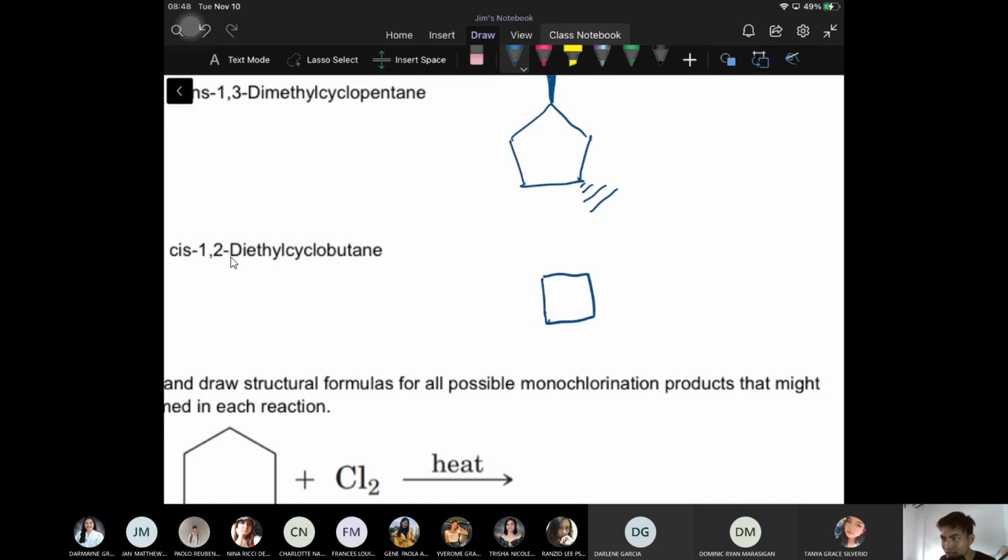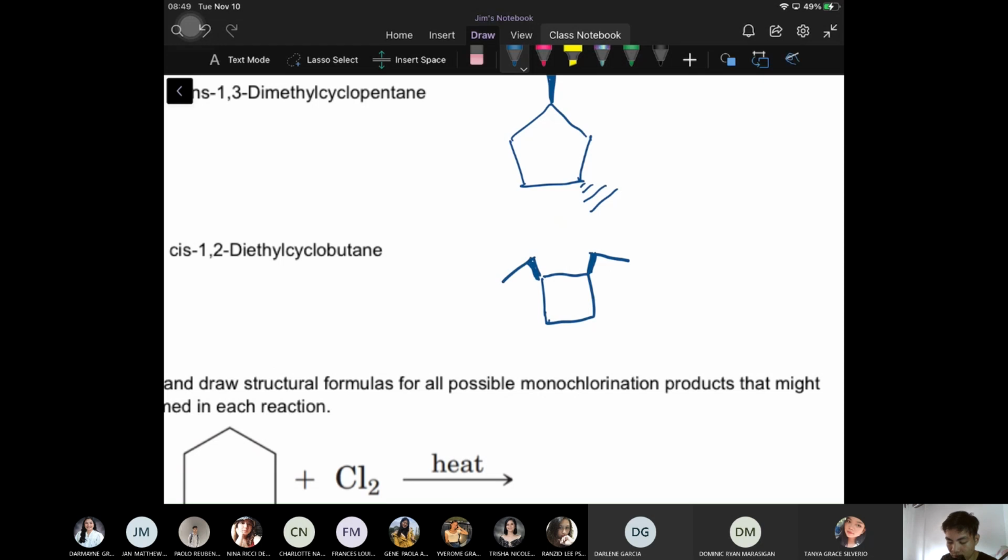Okay. So since cis yan, ibig sabihin they must be pointing to you at the same time or pointing away from you at the same time as well. Okay? So pwede tayo gawin ng parehas na solid or parehas na dashed. Okay. So sige. So 1, 2 on the first and the second carbon, andun ang ating substituents.